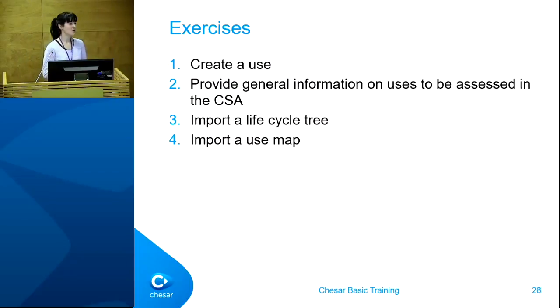So now you need to perform 4 exercises. The first one, you need to create only one use. Okay, so you will perform the exercises after the break. But just to give you a short overview, in the first one, you will create a use and the relevant contributing activities. Then you will provide the general information, for example, of the use profile of your substance, and you will check how the assessed tonnage is going to be calculated automatically by the tool.